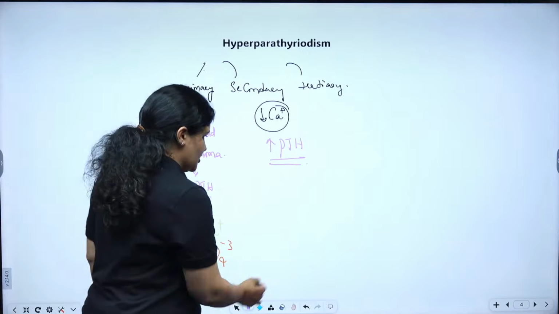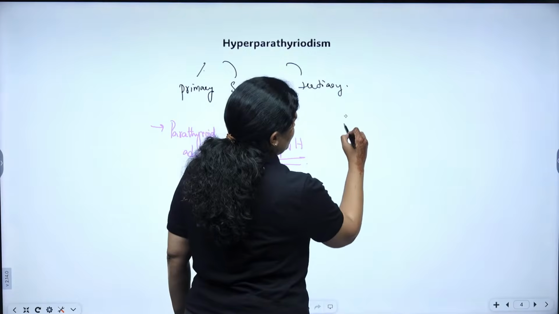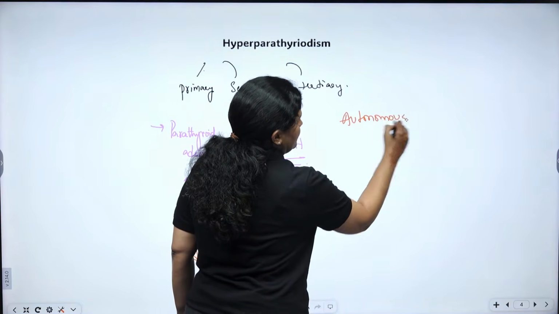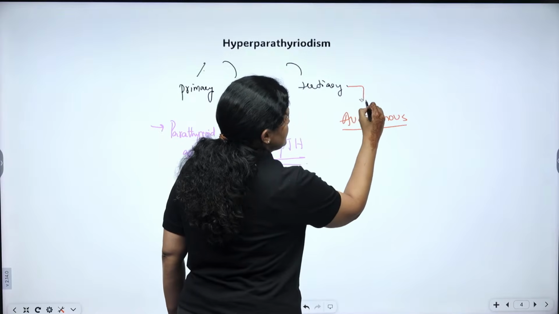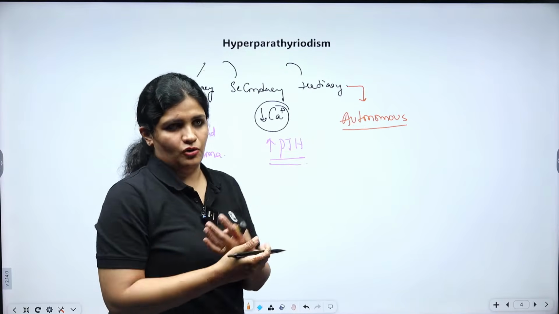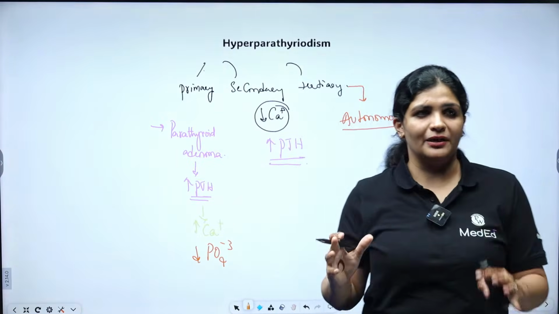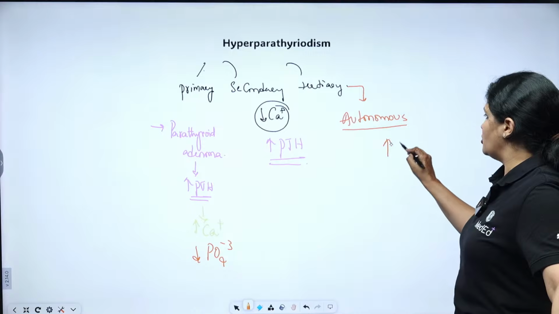And what is tertiary? Tertiary is autonomous. Because of continuous hypocalcemia, the parathyroid becomes autonomous. So even though the calcium becomes normal, there will still be high levels of PTH.